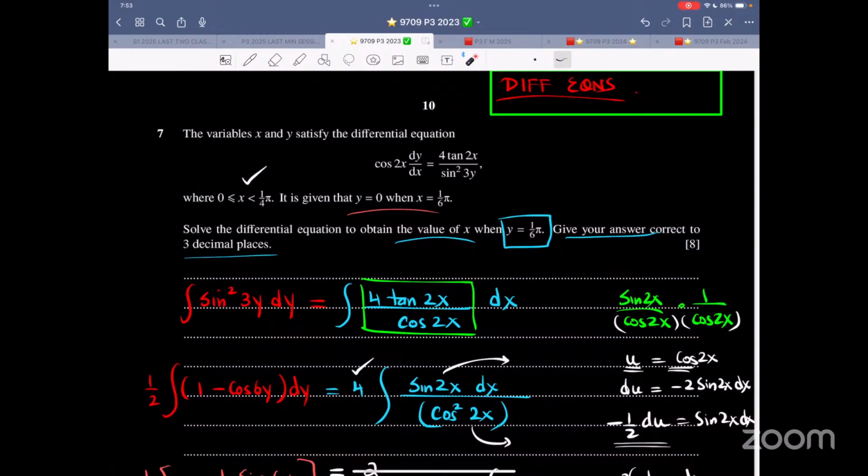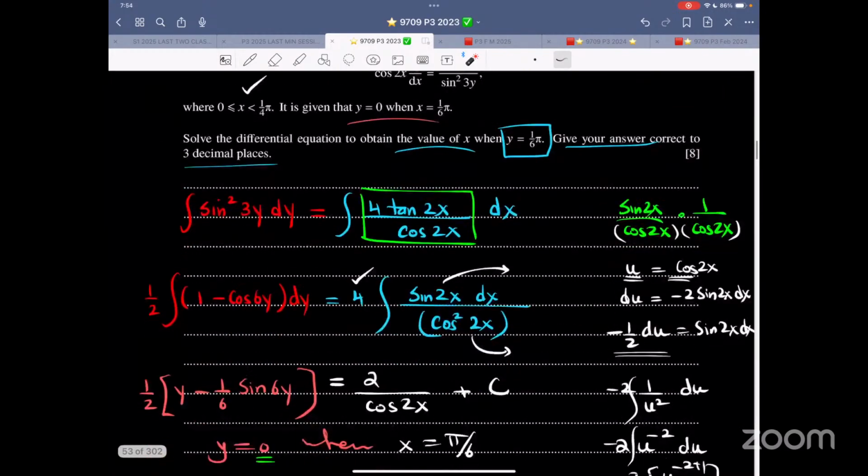Now it says the variables x and y satisfy the differential equation. X lies between 0 and pi by 4. The condition given is that when y is 0, x is pi by 6. Solve the differential equation and obtain the value of x when y is pi by 6. Give your answer correct to 3 decimal places. Now over here, they're not asking for an expression as such. They are asking for evaluation.